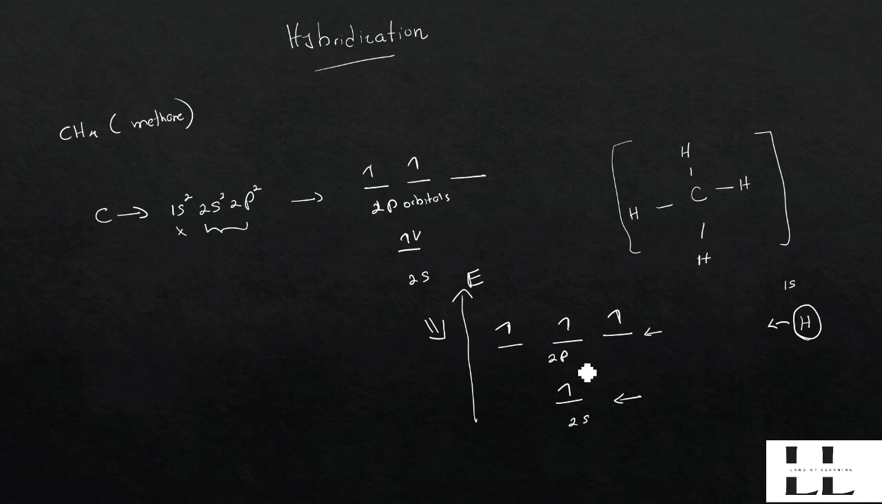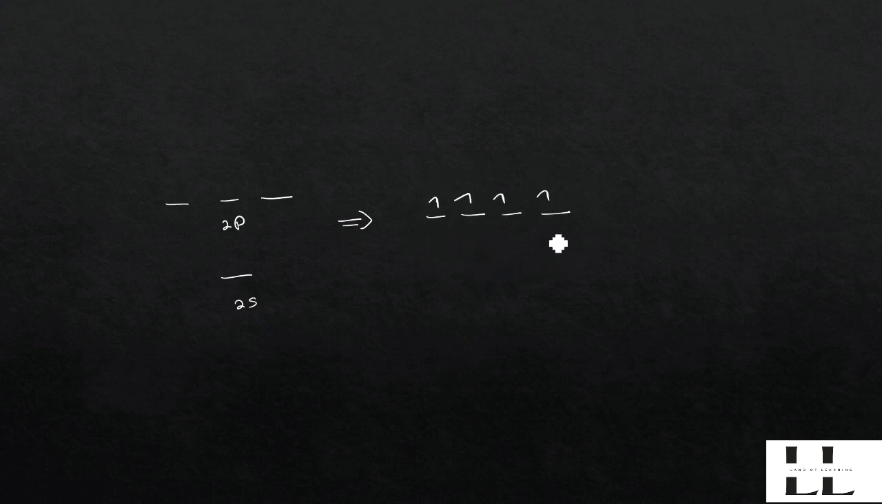I will represent it like this: 1, 2, 3, 4. This is 2s, and here we have 2p. So this rearranges into 1, 2, 3, 4. We call these new orbitals sp3 orbitals. Why do we call that? Because to form these new orbitals, we have involved 3 p orbitals and 1 s orbital. Here 1 s orbital and 3 p orbitals.